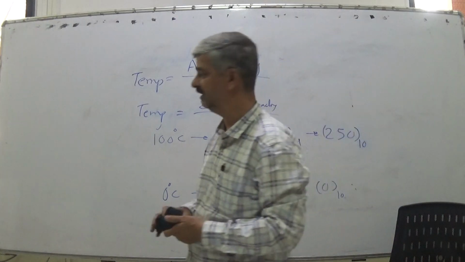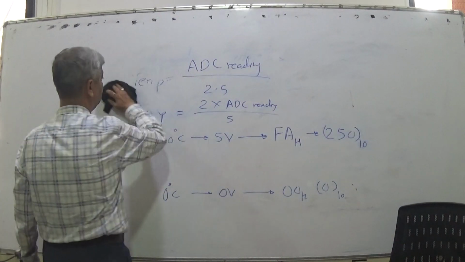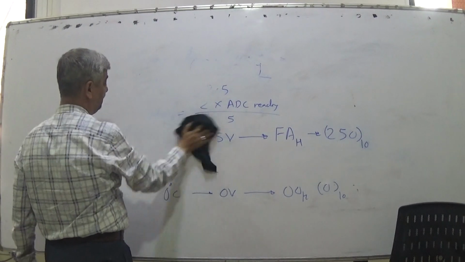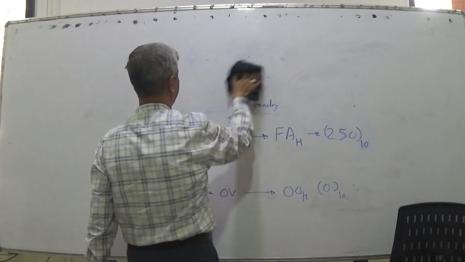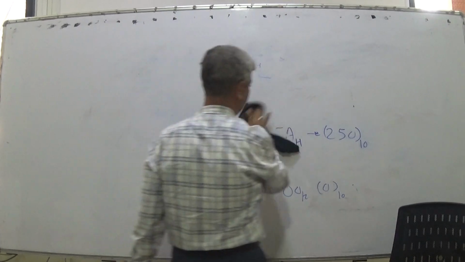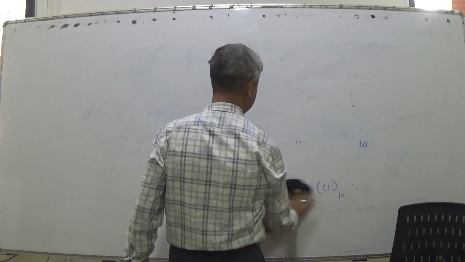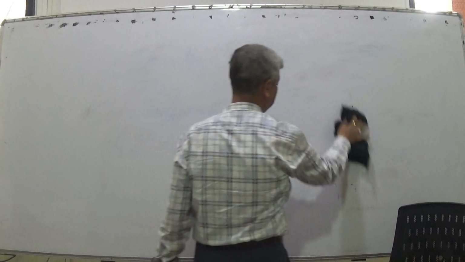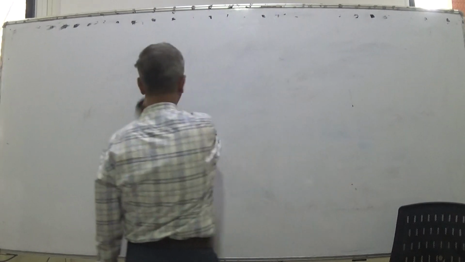Now I want to control the temperature. For controlling the temperature, there is a heater. So like ADC, there is a counterpart called DAC, that is, digital to analog converter.